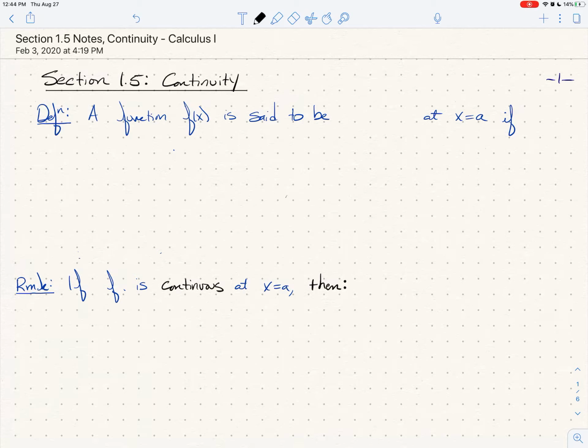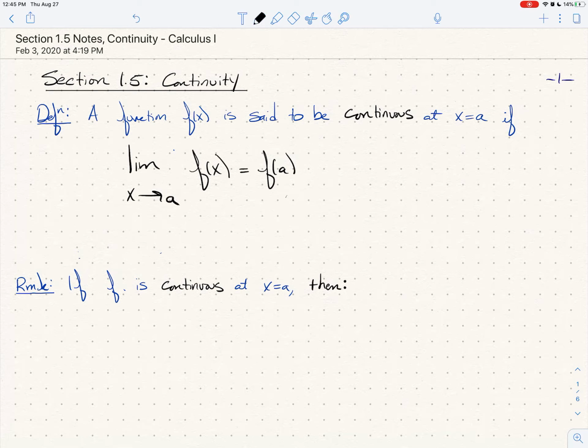This is section 1.5. We're going to talk about the notion of continuity. So we say a function f of x is continuous at x equals a if the limit as x goes to a of f of x is just f of a. And I want you to think for a minute and recognize that this looks an awful lot like the direct substitution property that we talked about in the last section, and in fact it is.